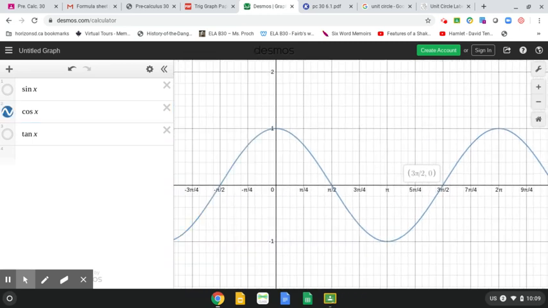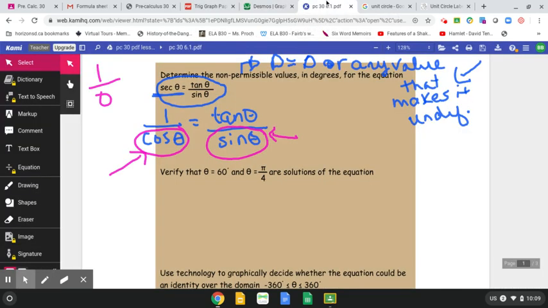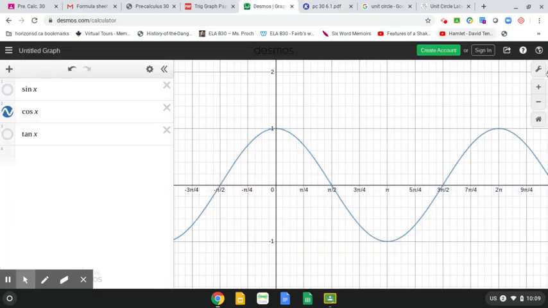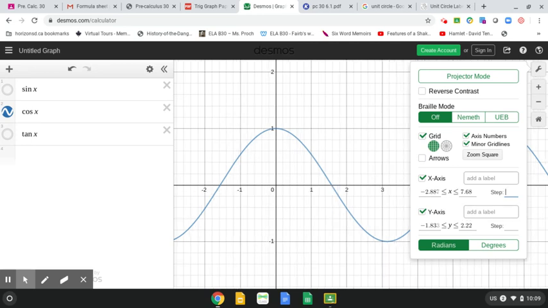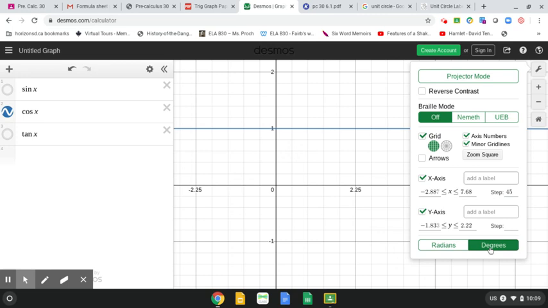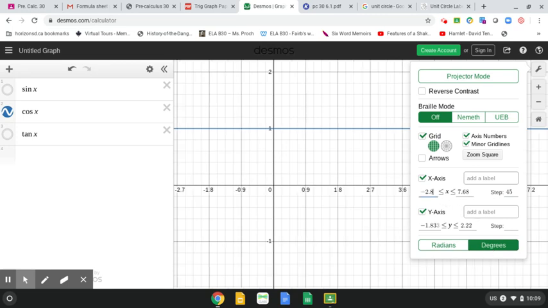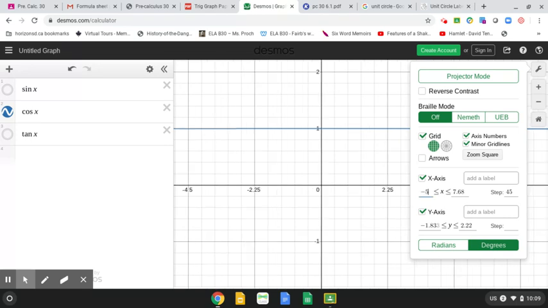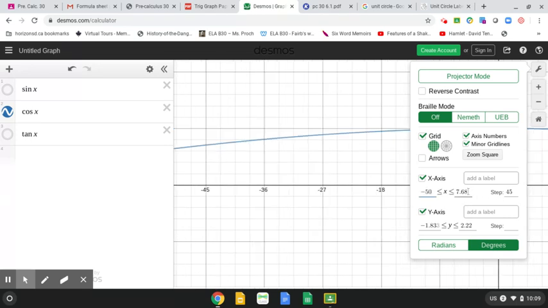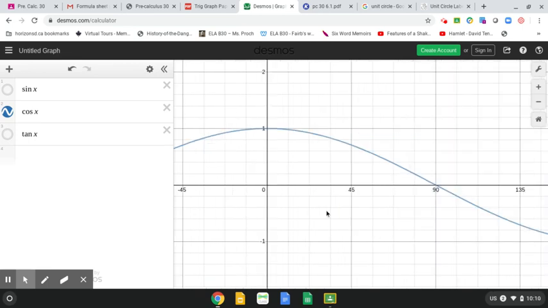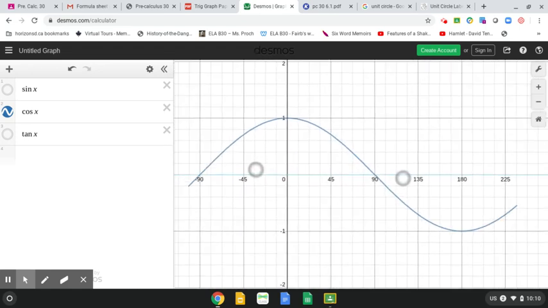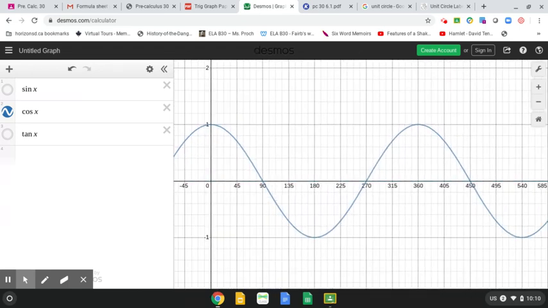Now I think the question said to do this in degrees, so I should be in degrees in Desmos. Now I have to do a bunch of shifting here. Okay, and let's just pinch it a little bit. Perfect. So there is my cosine graph in degrees.